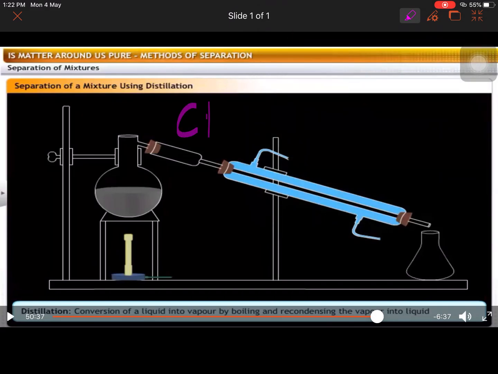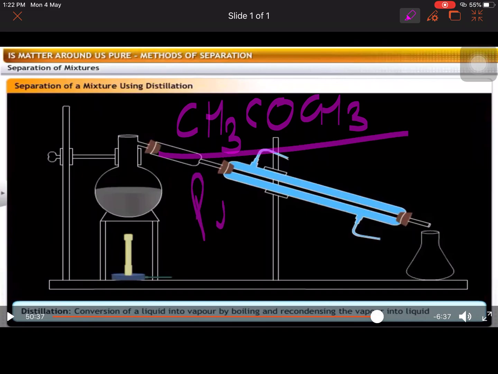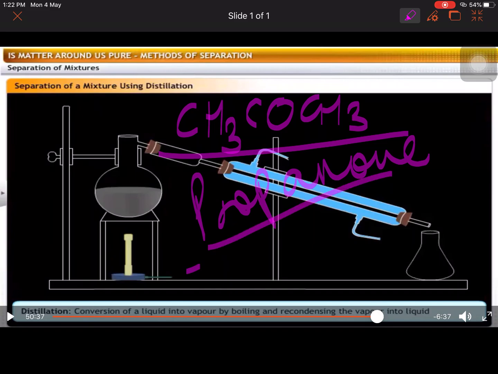Acetone. This is acetone, CH3COCH3. The formula of acetone is CH3COCH3. Acetone, or you can call it by its IUPAC name, propanone. The international name for acetone is propanone. Why is it propanone? Because it has 3 carbons, 1, 2, and 3. You can count the carbons.